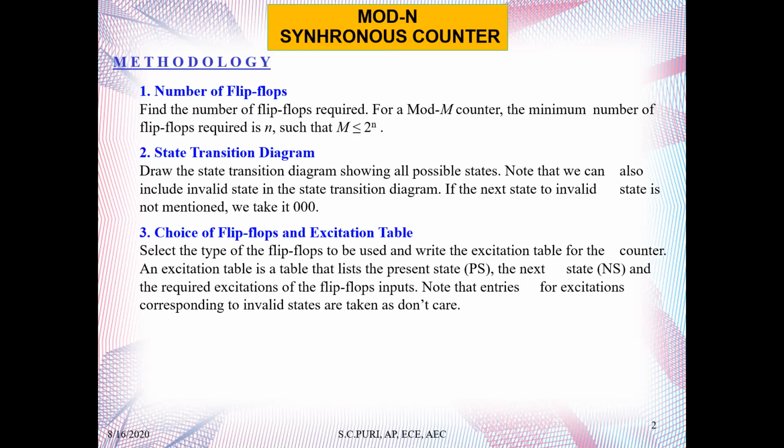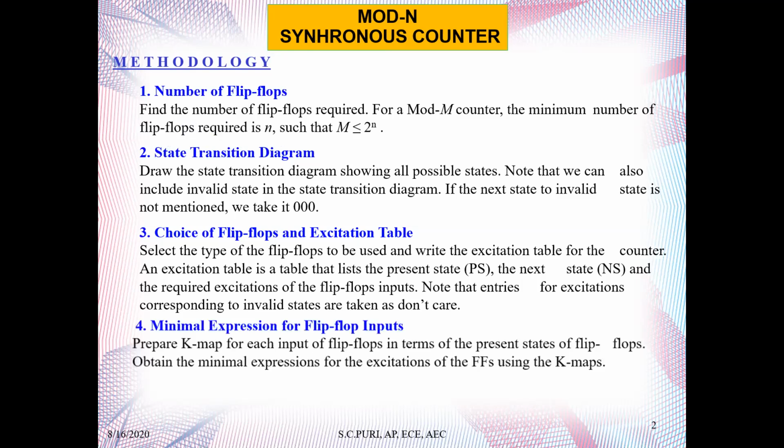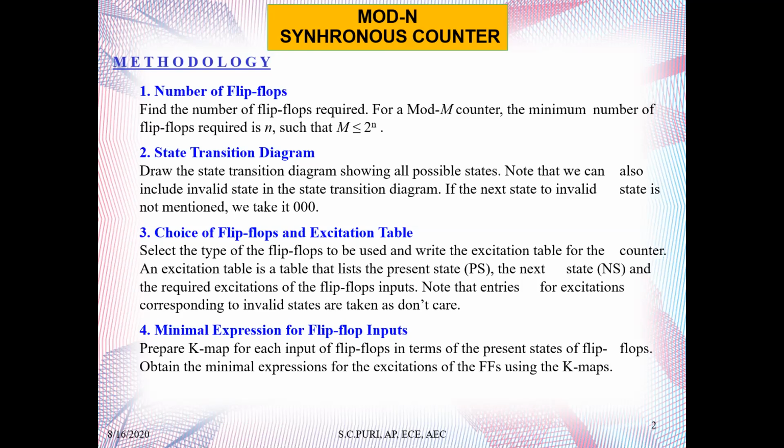Then we need to fix the present state and the next state. In the next step, we should go for the minimal expression for flip-flop inputs. That means we should go for K-map. So prepare a K-map for each input of the flip-flops in terms of the present state of the flip-flops. Obtain the minimal expressions for the excitations of the flip-flops using K-map.